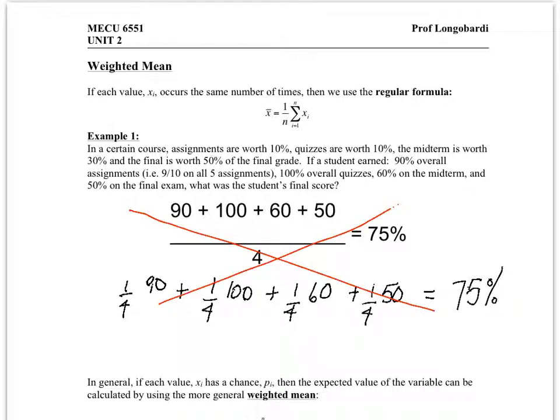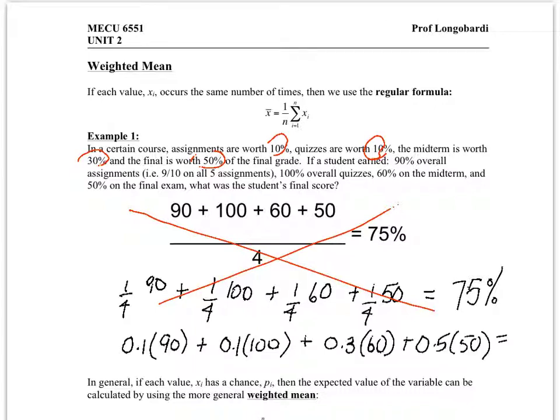In the actual question, the weights are 10% for assignments, 10% for quizzes, 30% for the midterm, and 50% for the final. Now these are all in the same order, so I can answer the question with these actual weights. This is how we would write the weighted mean for this example.